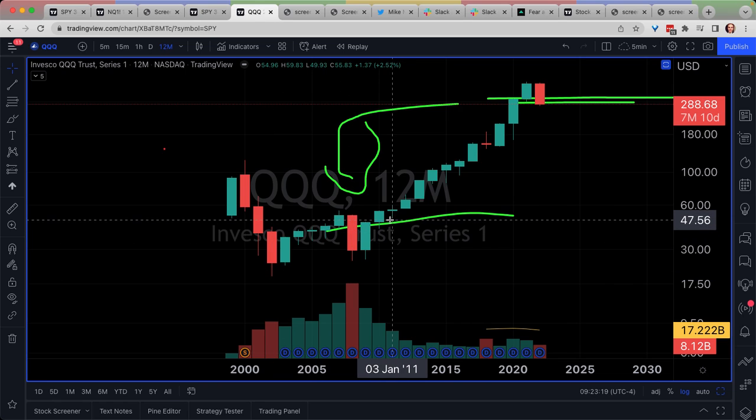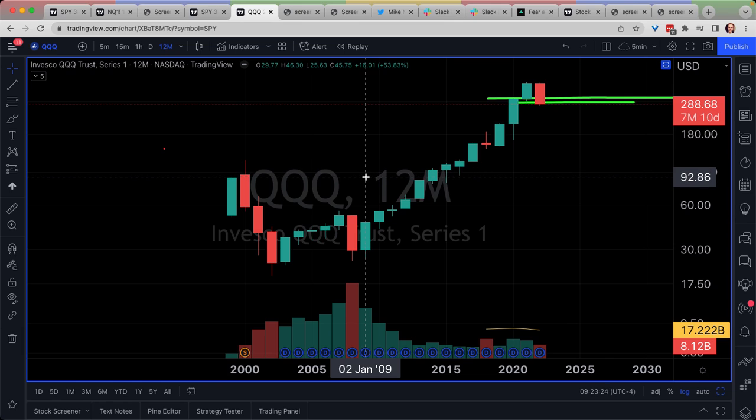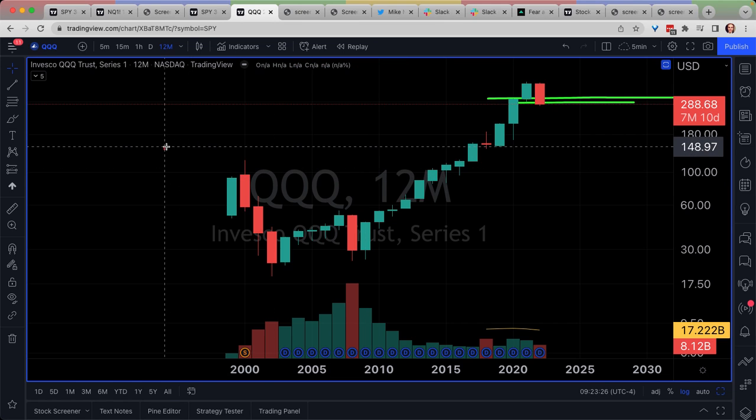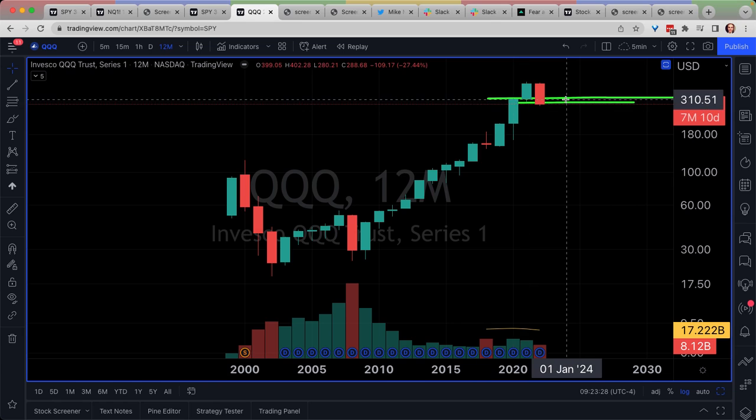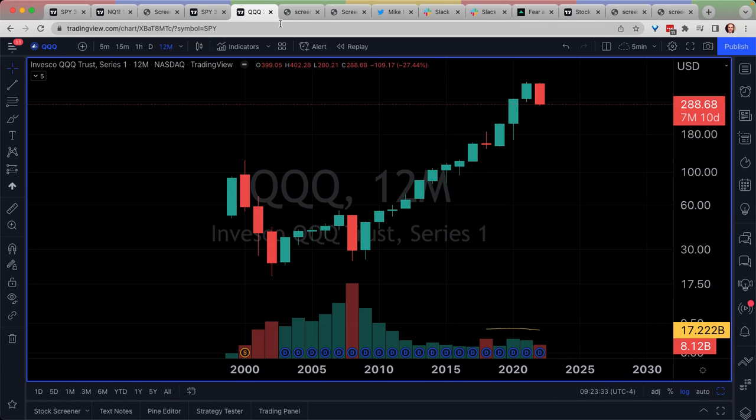Same thing in 2008. So until we actually lose the low, again, on SPY, specifically on SPY, I'm thinking that maybe we're repeating 2008 and not 2000.